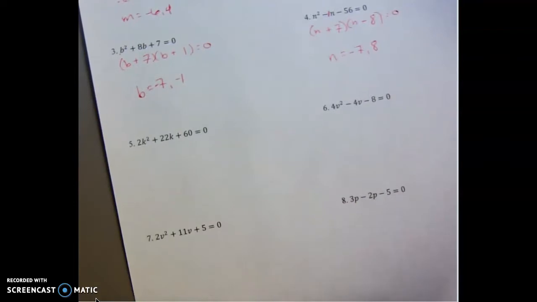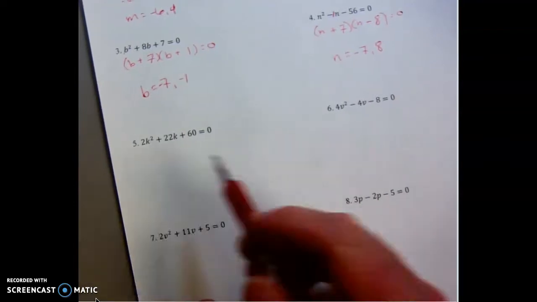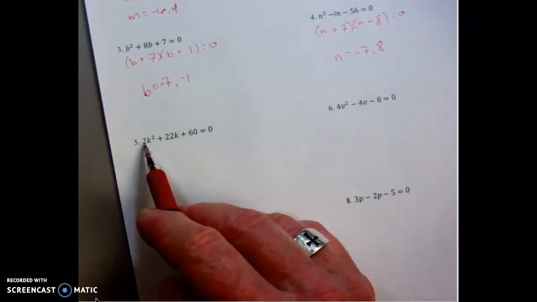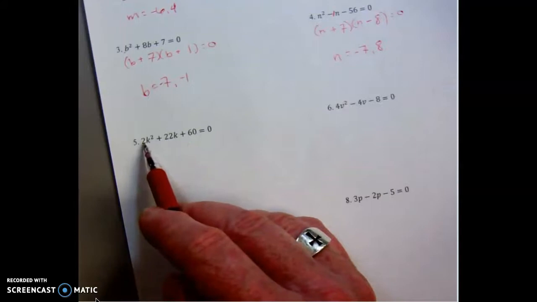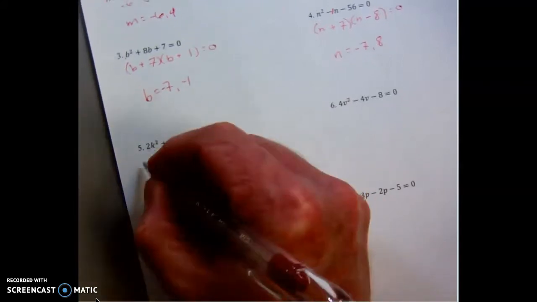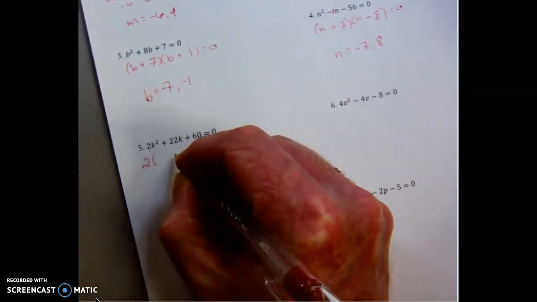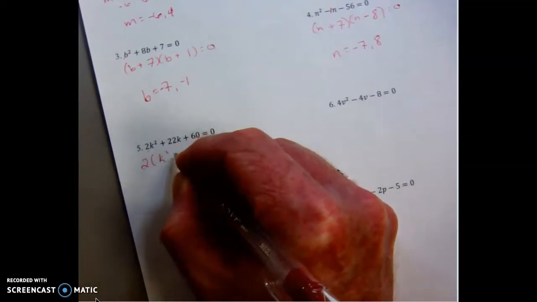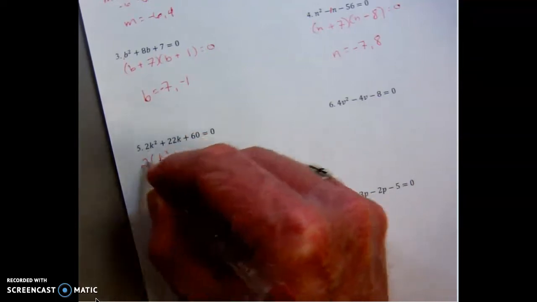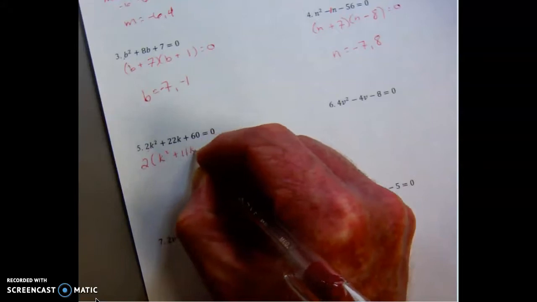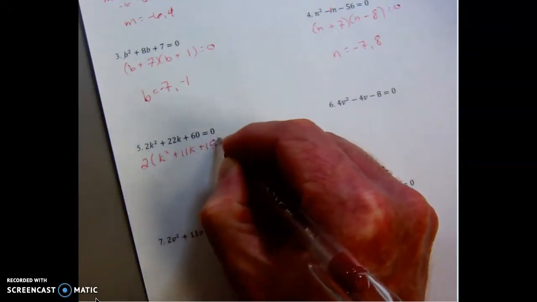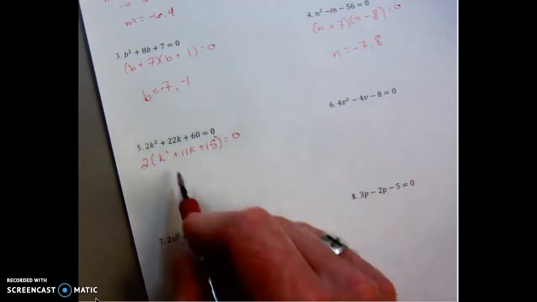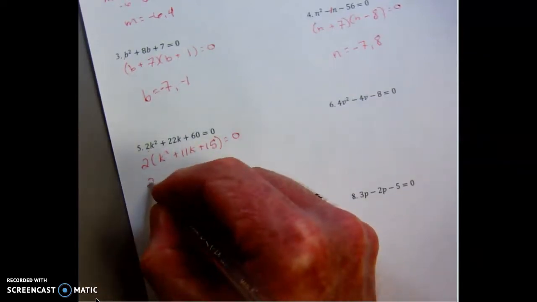All right, the next one is going to get a little tougher here. We now have a value in the a spot. The first thing I want to look at is, can I divide everything by that value? And in this case, yes. So I'm going to divide everything by that value. Squared. 22 divided by 2 is 11. 60 divided by 2 is 15. Now I can factor that easily enough. Keep dragging that 2 along.